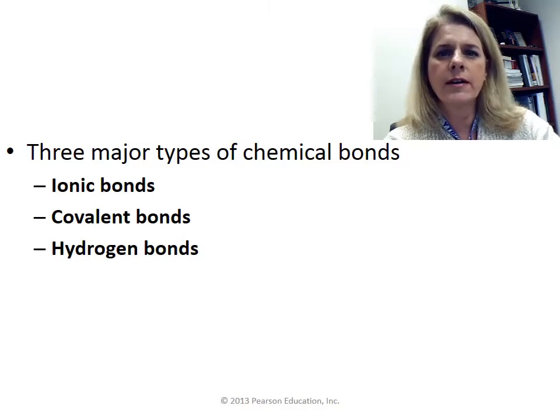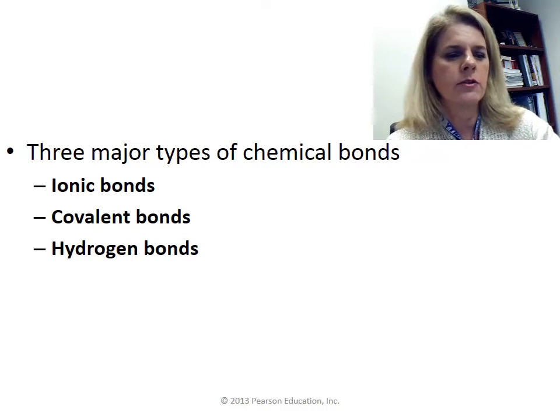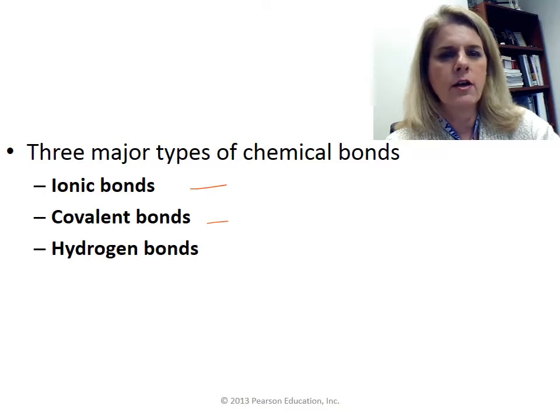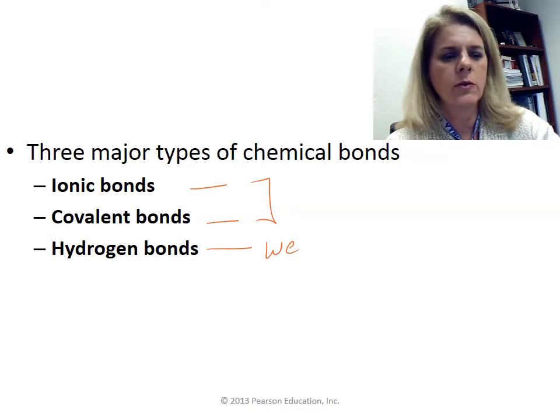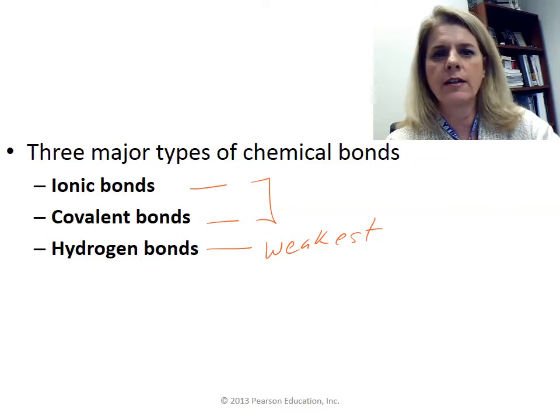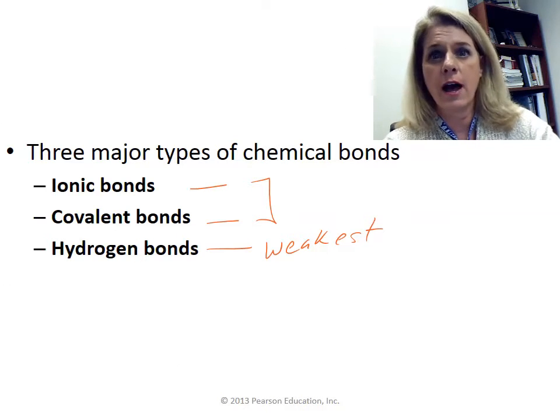When we talk about chemical bonding, there are three types. You have ionic bonds, covalent bonds, and hydrogen bonds. These two are your stronger bonds. Hydrogen bonds are the weakest of the three types of bonding. So covalent and ionic bonds are stronger than hydrogen bonds.